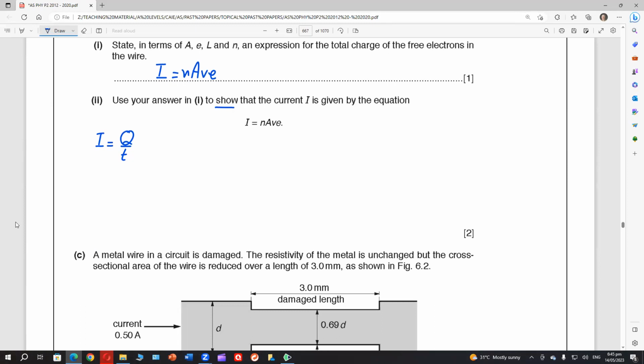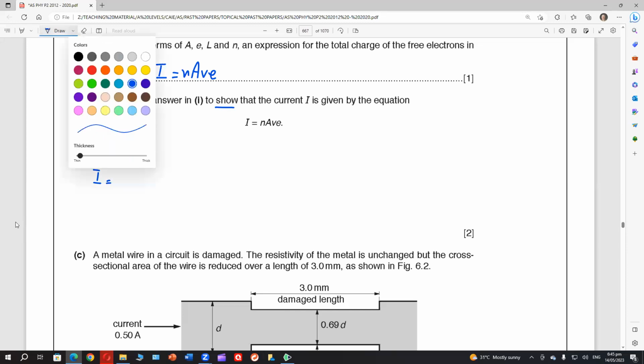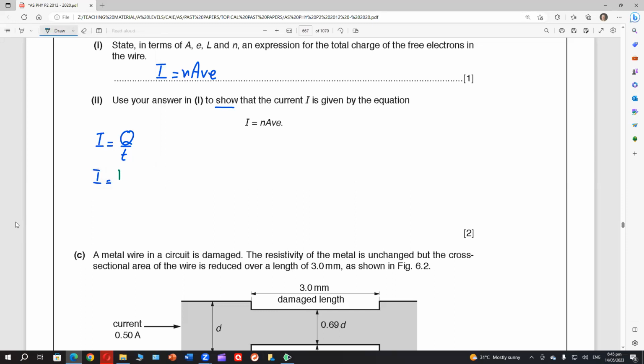So do you remember how we used to calculate charge? Q is equal to ne, where e is the charge of an electron and n is the number of electrons. Many people forget this formula, but it's a very technical formula. See this first step. n is the total number of electrons.